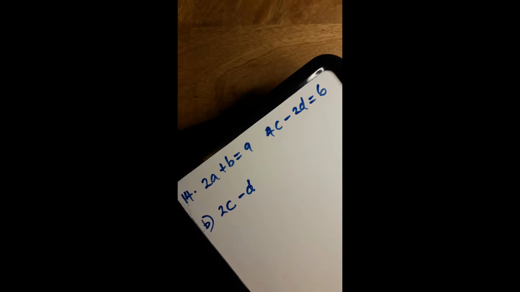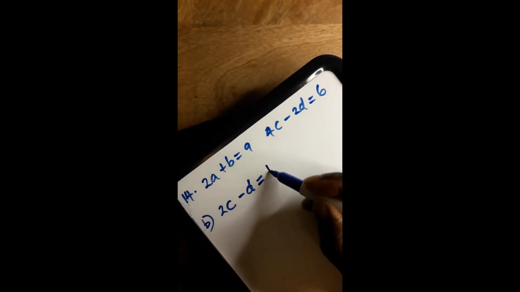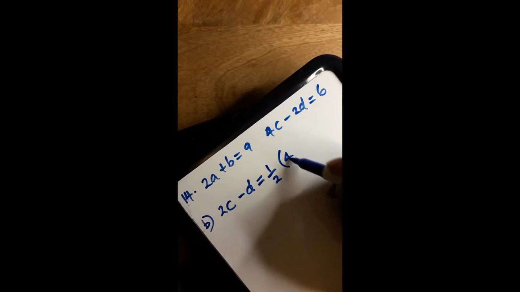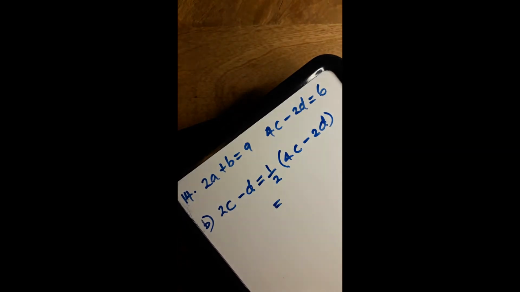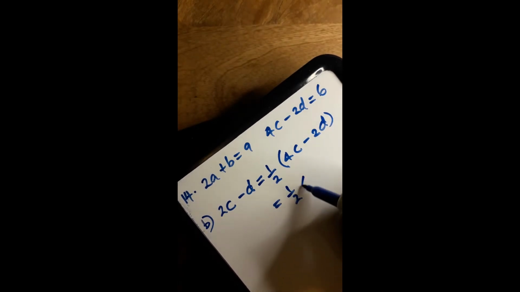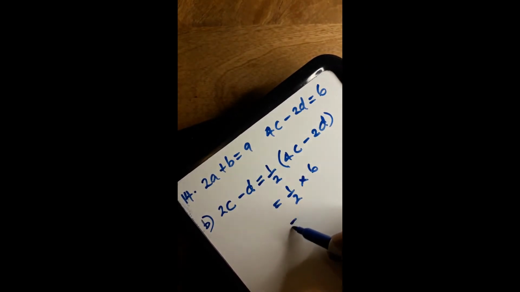Part B is the expression 2c minus d. If we look at the second expression on the right, we can see that 2c is half of 4c and minus d is half of minus 2d. So this can be written as equivalent to half of 4c minus 2d. We know what 4c minus 2d is equivalent to, and so we have a half times the value of 6, which is equal to 3.